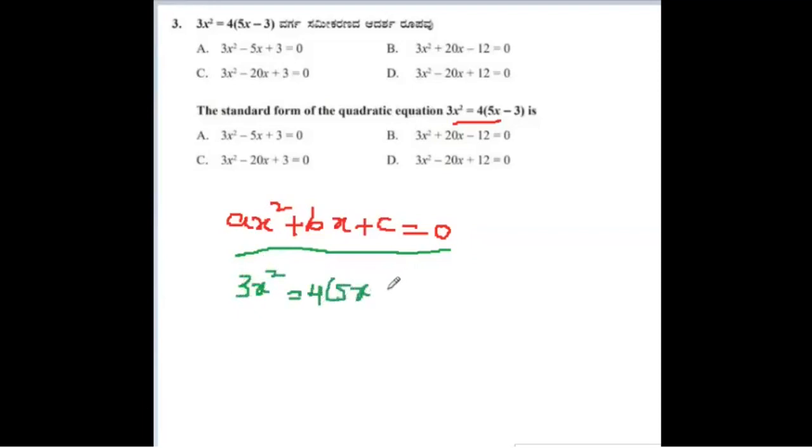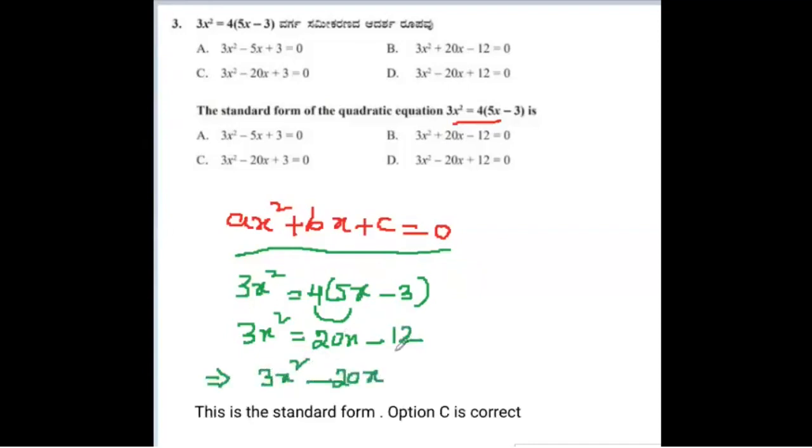I'm going to write the equation which they have asked: 3x square is equal to 4 into 5x minus 3. So 3x square is equal to 4 into 5x is 20x and 4 into 3 is 12. I am going to send all the terms to one side of the equation. Plus 20x moves to the other side and becomes minus 20x. Minus 12 goes to the other side and becomes plus 12. The other side becomes 0. So this is the standard form.